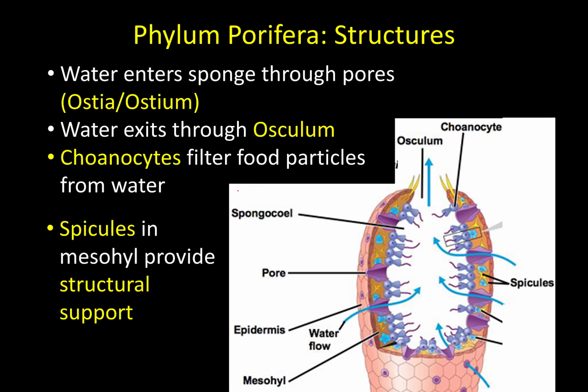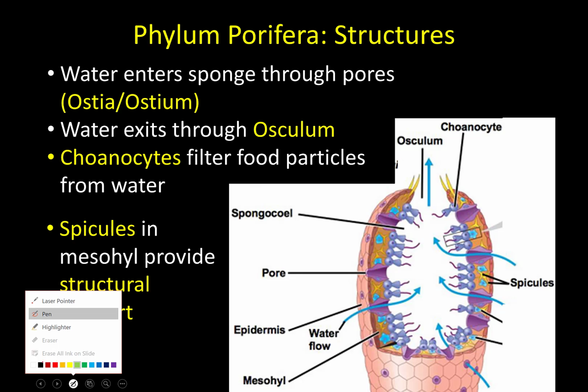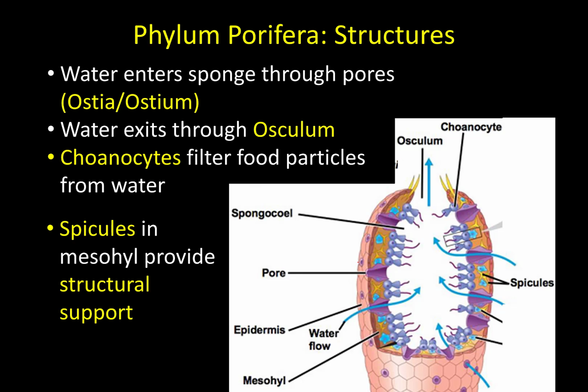Water from the environment enters the sponge through pores. A single one of these pores is called an ostium. You can see them here. Many of these pores, when referred to collectively, are called the ostia. Water exits the sponge through a large hole on the anterior surface of the sponge called the osculum. Okay? So water flows in and then upwards. Choanocytes filter out food particles as that water flows past them.